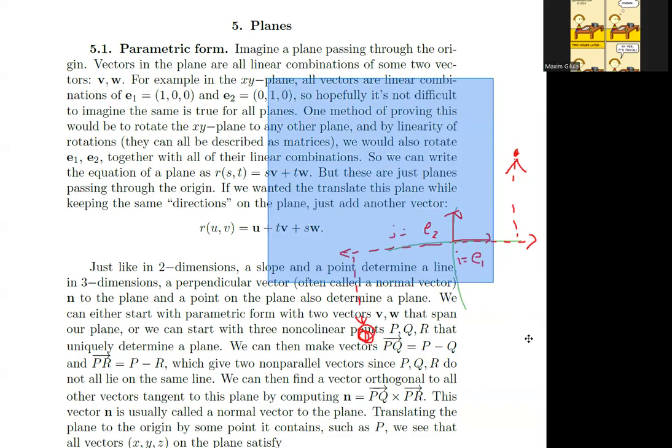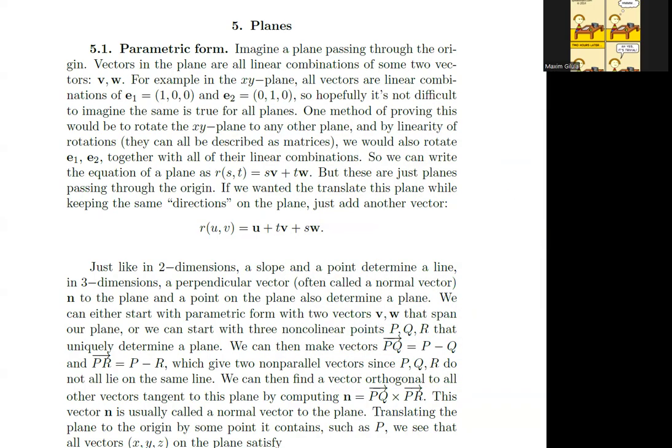And this is true in general. If I have an arbitrary plane anywhere, as long as it passes through the origin, I could write it as a linear combination, going through all T and S, of some vector V and some vector W. Now, if it doesn't pass through the origin, I just need to shift it by some vector U. So in general, and sorry, this is a typo again, it should be ST. R of ST, which is like a parametric equation for a plane, in this case, is given by some vector U plus TV plus SW.